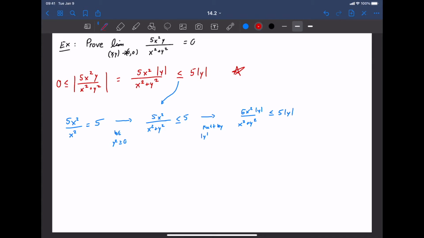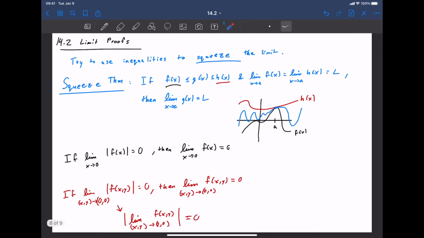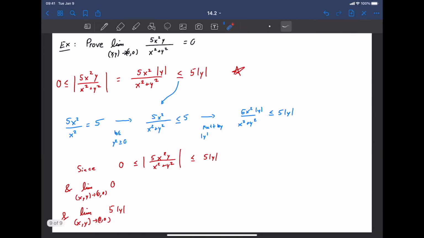Okay. All right. So, since 0 is less than or equal to our big giant expression, which is less than or equal to 5 absolute value of y, we're going to do a limit as x comma y goes to 0, 0 of 0, and we're going to do the limit as x comma y goes to 0, 0 of 5 absolute value of y. Where did I get these two? I'm doing a limit of the guy on the left and the limit of the guy on the right, like the squeeze theorem says. Where's this limit going? 0. Where's this limit going? 0.